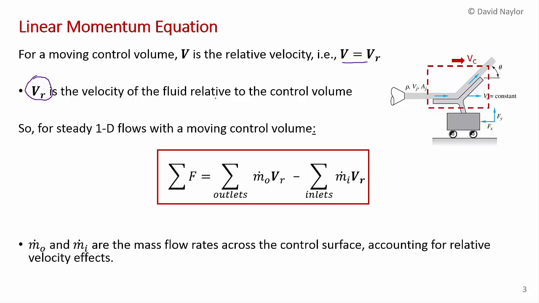So for one-dimensional flows with a moving control volume, we can just replace the vector V that we had here with this VR term. I think it'll make a lot of sense when I do the problem in a few moments. And the m dot terms here are the mass flow rates across the control surface, outlet and inlet, accounting for those relative velocity effects. So given that little bit of a preamble, I think now I can go to the touchscreen computer and we can try and solve this problem.